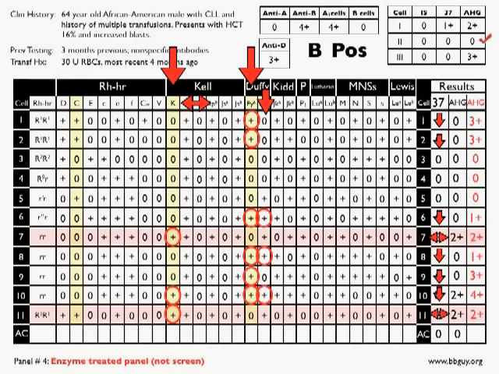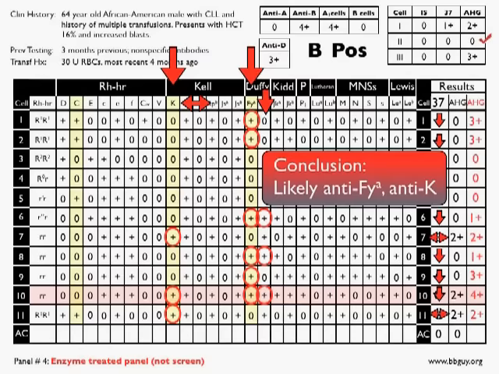And finally, the one in here that has both is cell 10, which shows both single dose expression of FYA and an anti big K specificity. That went from 4 plus strength down to 2 plus. Again, the big K stays at 2 plus, and you have additional reaction pre-enzyme because of the anti-Duffy A that's damaged by the proteolytic enzymes. This makes total sense. It's a perfect fit. So our conclusion is that this is likely an anti-Duffy A and anti-Big K.